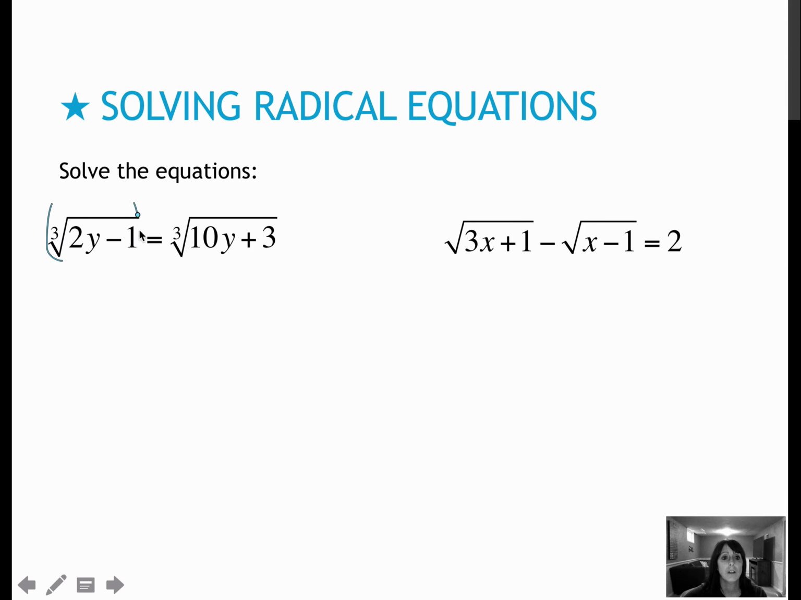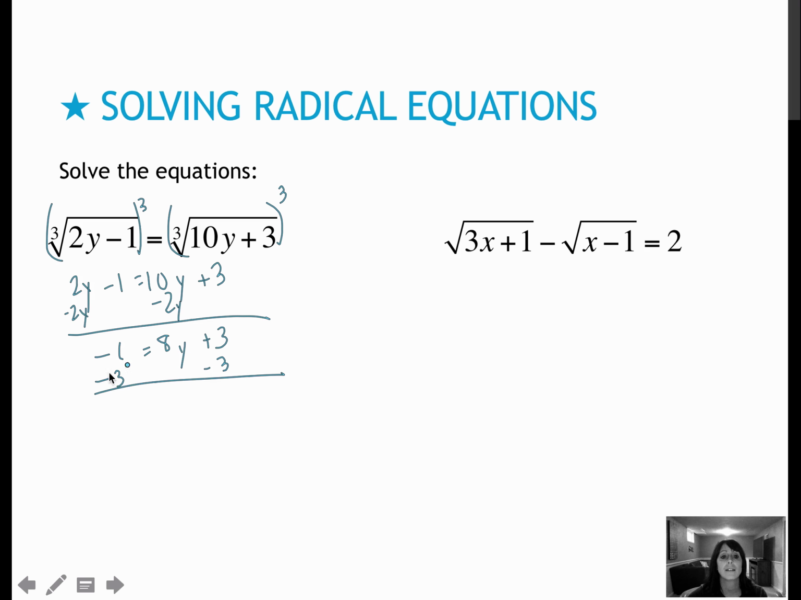For the first, again, I'm just going to cube each side here, and that gives me 2y minus 1 equals 10y plus 3. I'm going to subtract that 2y, so I'm going to get all of my y's to one side. I'm going to get all of my constants to the opposite side, which gives me negative 4 equals 8y. Then I will divide to get negative 1/2 equals y. Of course, then I would plug it back in and check it. I'll let you do that on your own.